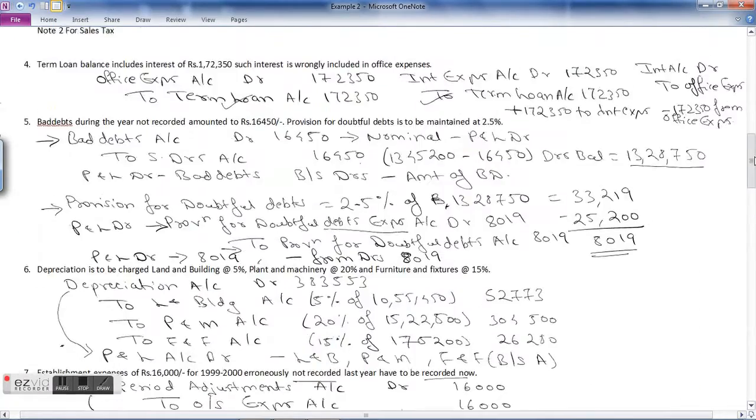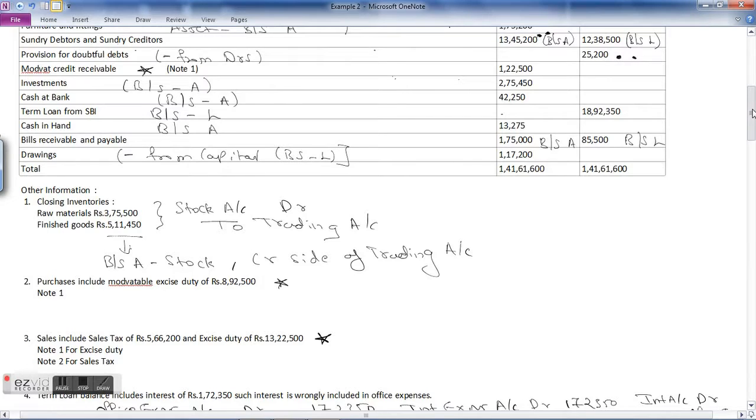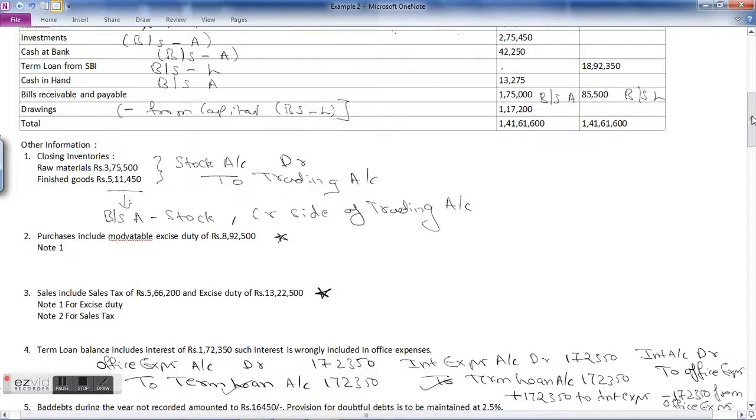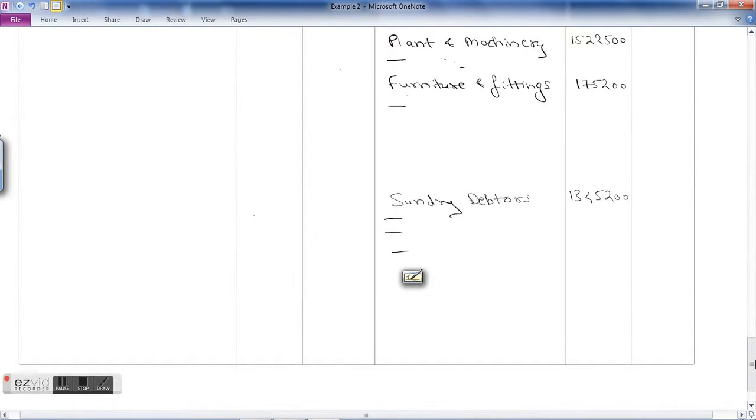Then next is sundry creditors, 12,38,500. So balance sheet liability side, sundry creditors 12,38,500. So there is no adjustment, so I'll take it directly to the outer column.